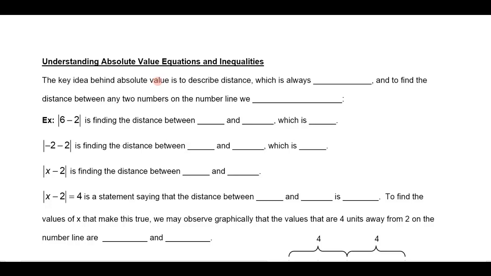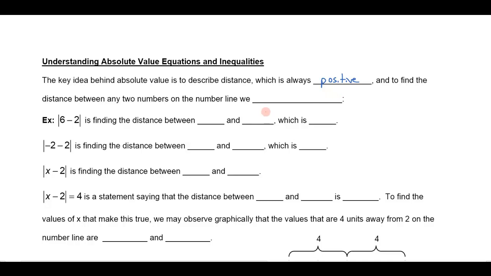Hi everyone. In this lesson I want to talk about an understanding of absolute value equations and inequalities. Now the key idea behind absolute value is to describe distance, and distance is always positive. We wouldn't say the distance from city A to city B was 30 miles and then the distance from city B to city A was negative 30 miles. We just say it's 30 miles either way because distance is always positive.